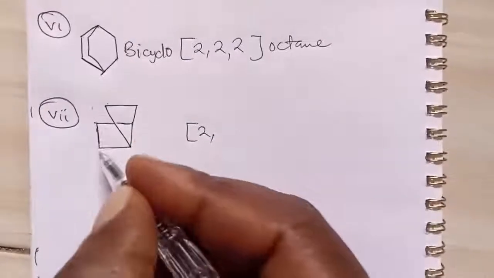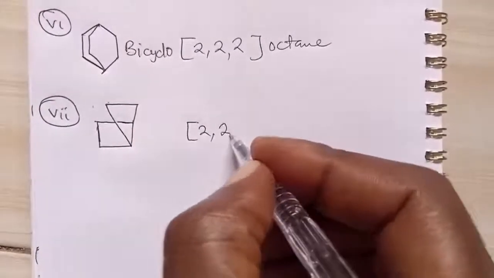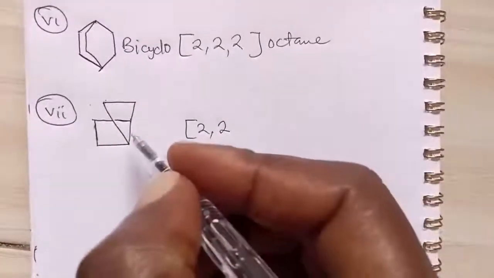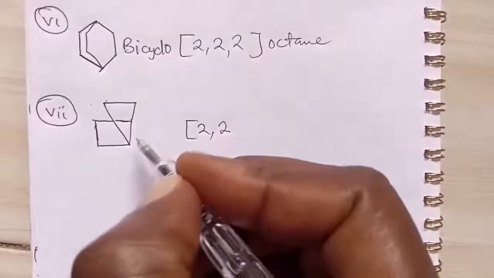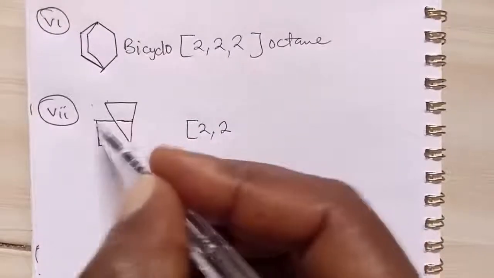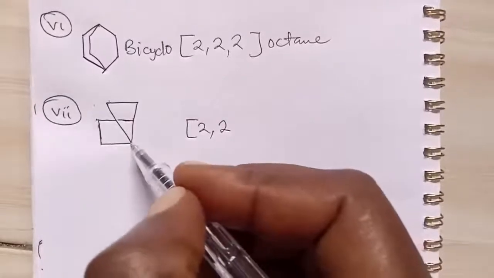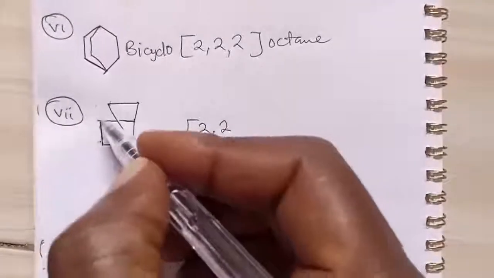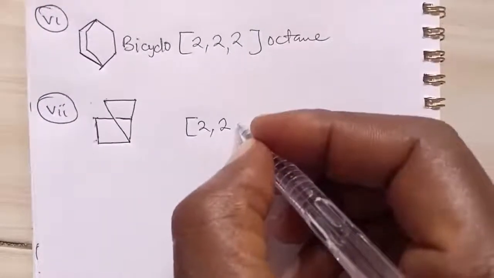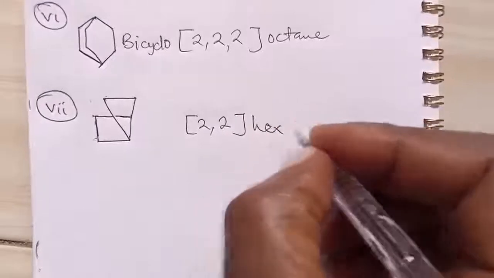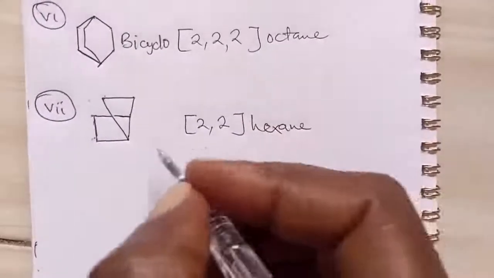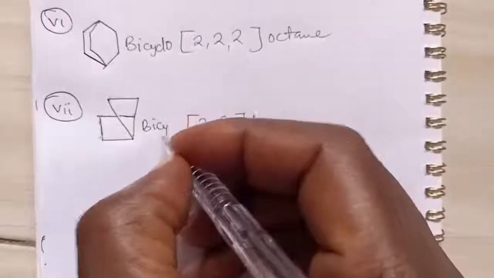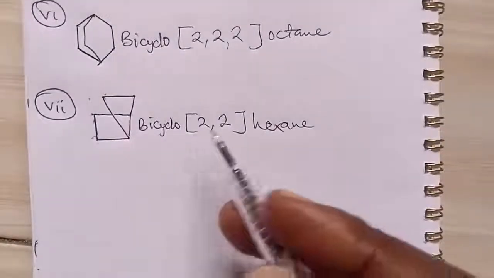On this one, you can see here we have 2 that did not touch any. Also here we have 2 that didn't touch any. That's all. Then we count how many carbon atoms. 1, 2, 3, 4, 5, 6. Sorry, let's count again. 1, 2, 3, 4, 5, 6. And 6 is hexane. Then how many fragments? 1, 2. So bicyclo 2, 2 hexane.